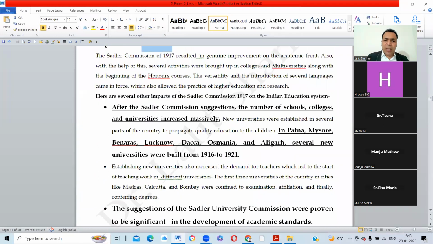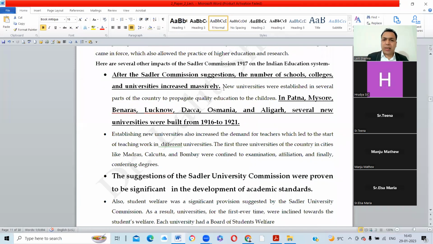Then you have to talk about the impact of that commission. So what happened? Impact: after the Sadler Commission's suggestions, the number of schools, colleges, and universities increased massively, because when the system is organized, then you can scale up anything. Even whatever business you are doing now, if the business is not organized, it can't be scaled, right? The only thing is that you have to organize the system.